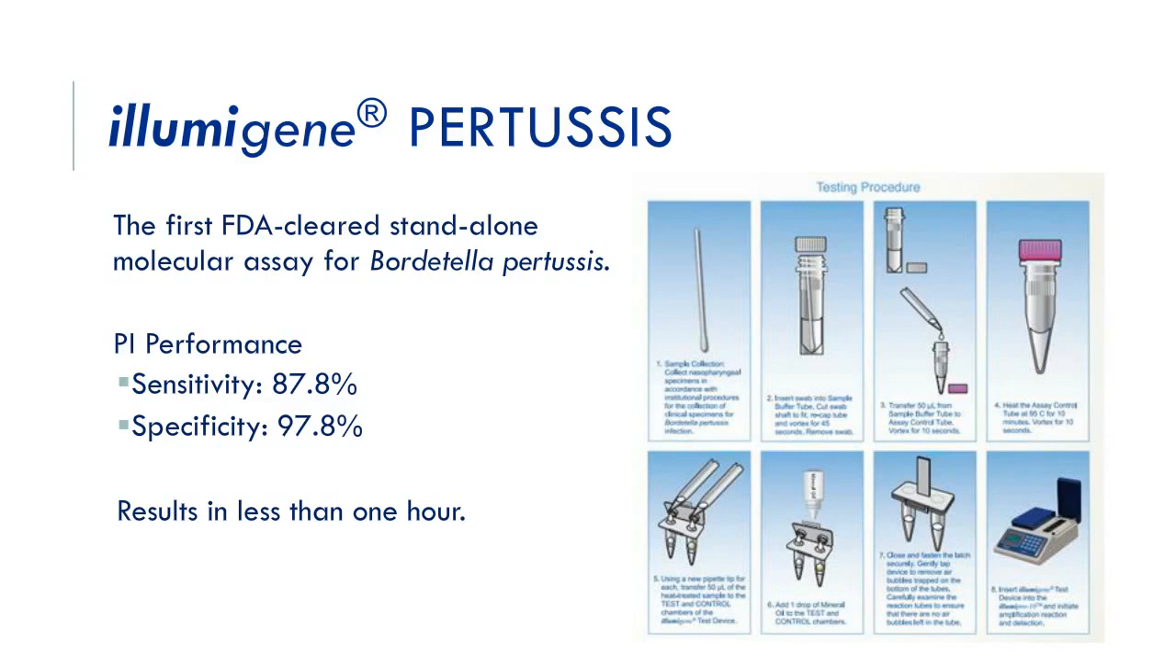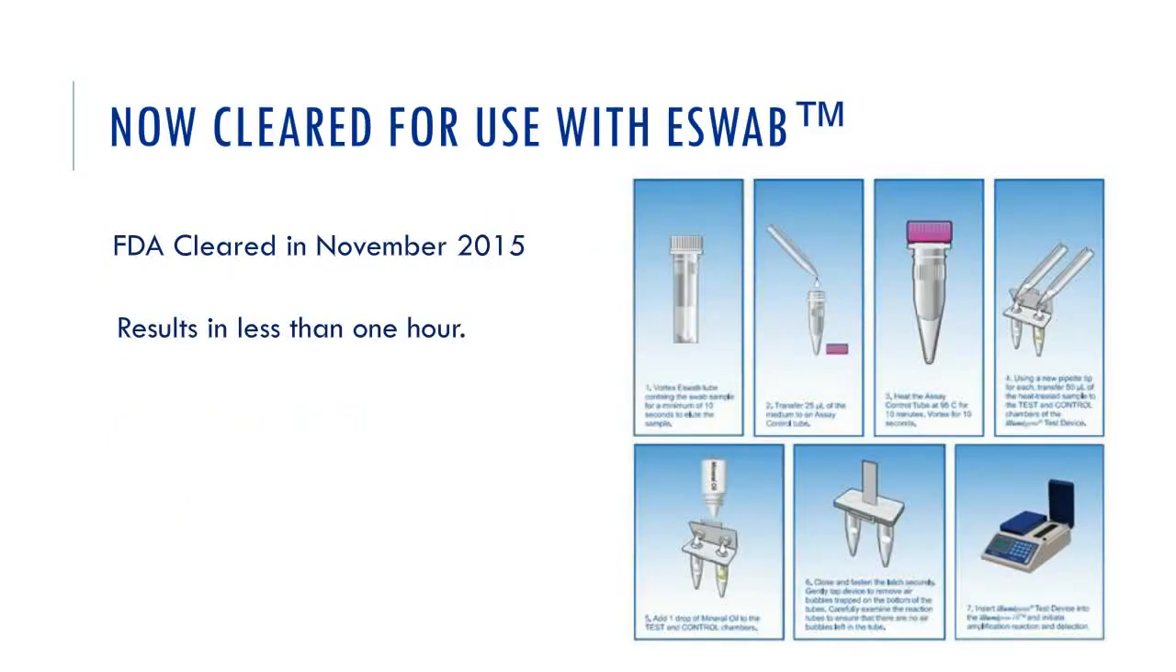So again, very simple procedure to use, FDA cleared, very good sensitivity and specificity performance. I would also like to mention that the illumigene pertussis platform is now cleared for use with eSwabs as well. These eSwabs were FDA cleared for use in this platform in November of 2015. And again, depending on how many tests you're running, you can have results in less than 1 hour.